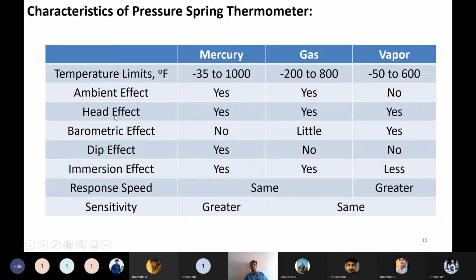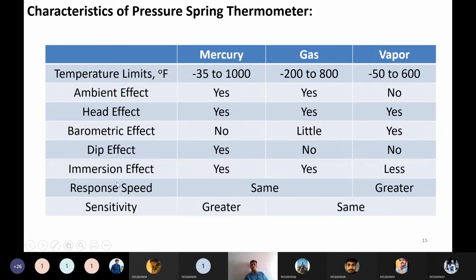Then the head effect will be there for all three cases. The barometric effect will not be there in the mercury, a little effect will be there in the gas, and there will be a high effect in the vapor case. The dip effect will be high in the mercury, and there is no dip effect in the gas and vapor. Then the immersion effect will be there in the mercury and gas thermometers, and the immersion effect will be very little in the vapor.